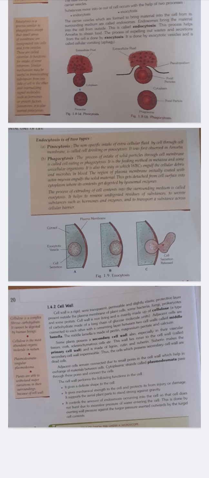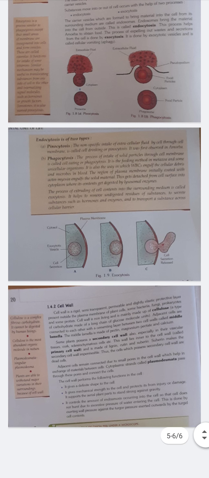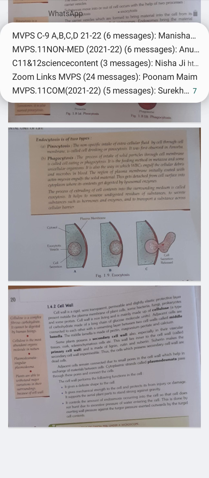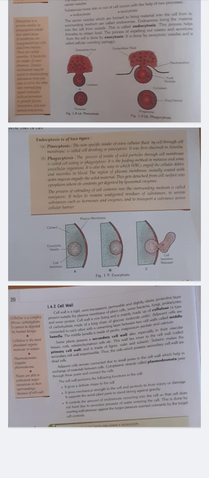Adjacent cells remain connected through small pores of the cell wall, which help to exchange material between the cells. Now, what are plasmodesmata? Cytoplasmic strands present in the cell wall are called plasmodesmata.